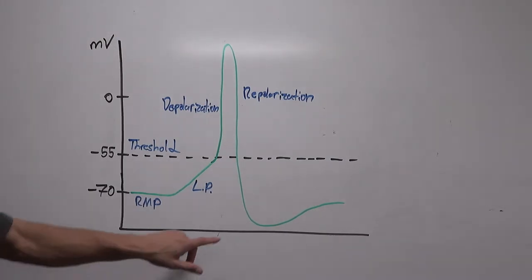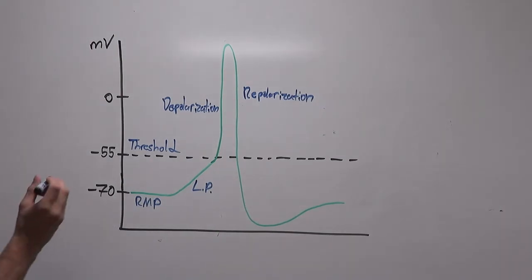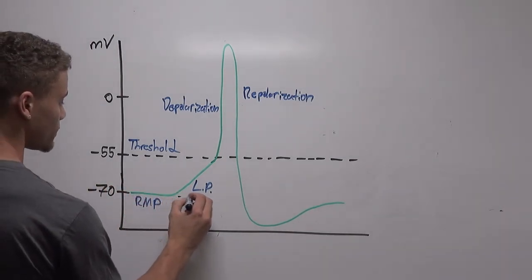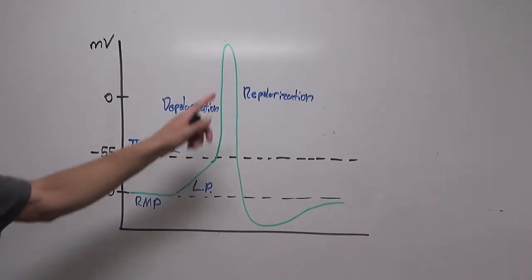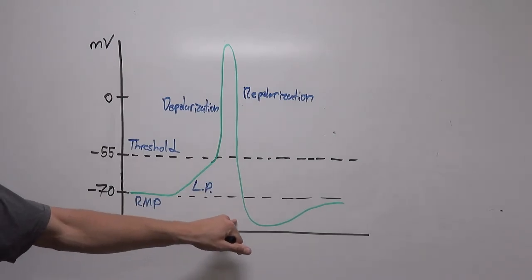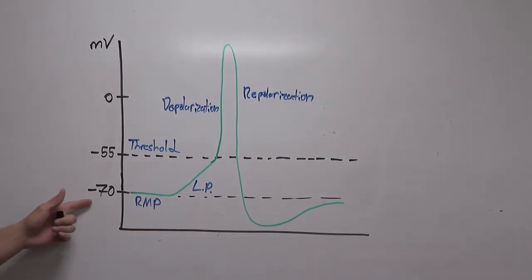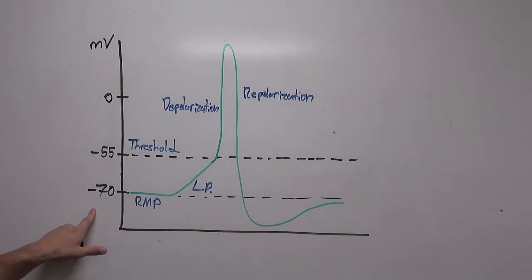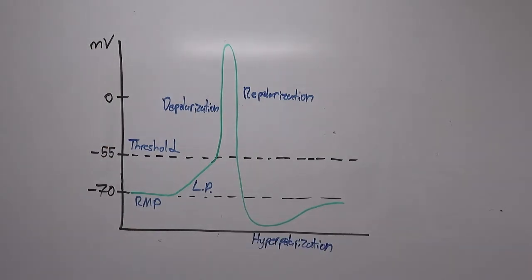Now, if you notice at the very bottom, if we were to draw a dotted line for the resting membrane potential right here, you notice how after repolarization it dips far below the resting potential value. So now the intracellular fluid is below -70 millivolts. This is called hyperpolarization, and this has to deal with a process called refractory periods.